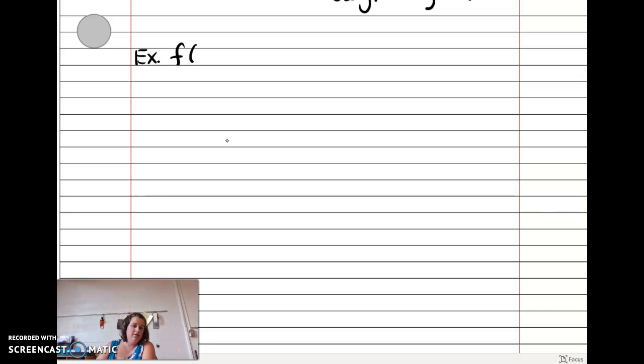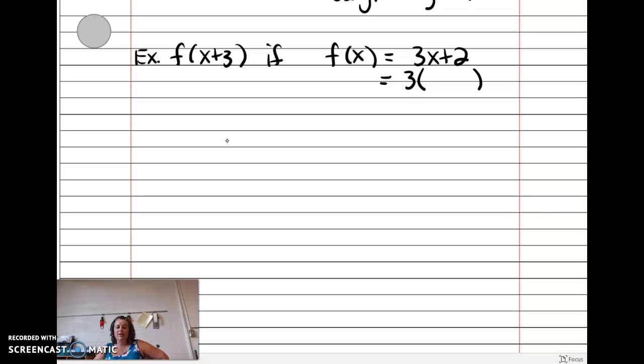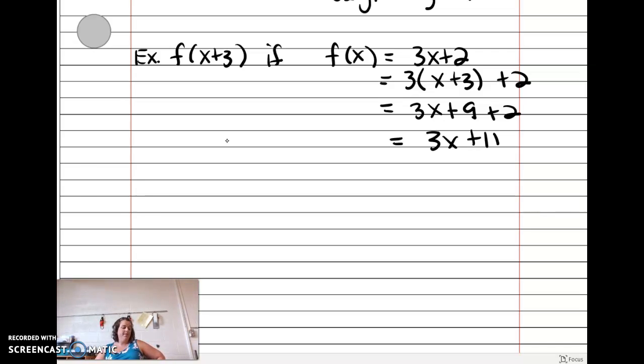Let's find f of x plus 3, if f of x equals 3x plus 2. Alright, so instead of x, we need to put x plus 3 in there. So this is a fun one. I get 3 times whatever x is, and they want me to put x plus 3 in here, and then I have the plus 2. We get to use the distributive property. So we have 3x plus 9 plus 2. Combine like terms, you get 3x plus 11. And we don't know what x is, so we can't go any farther than that.